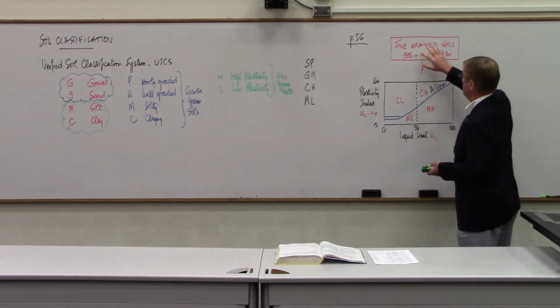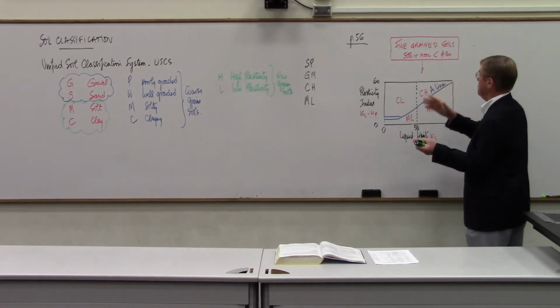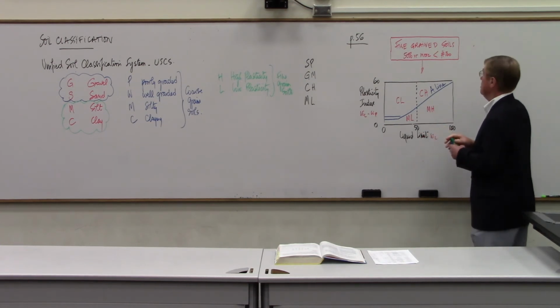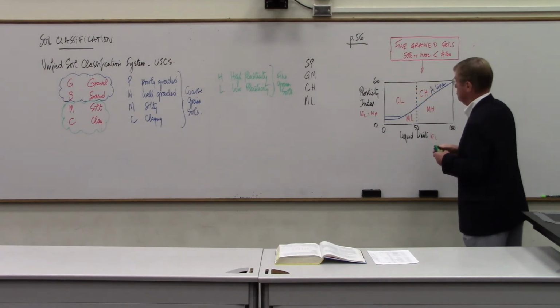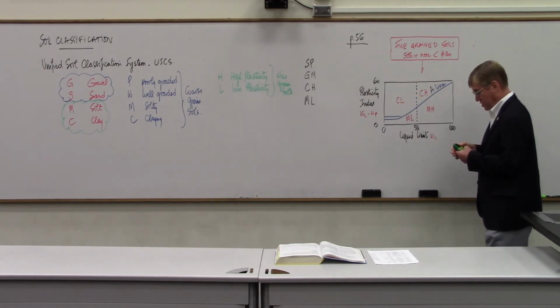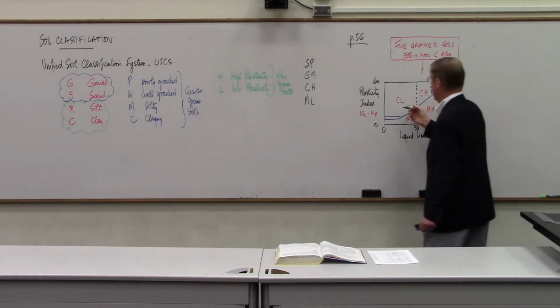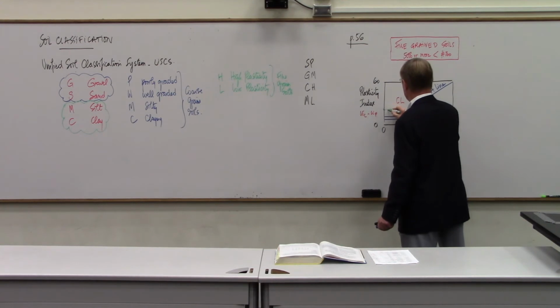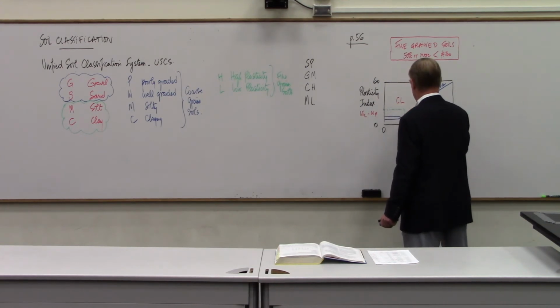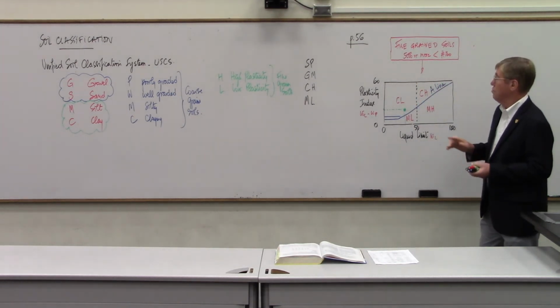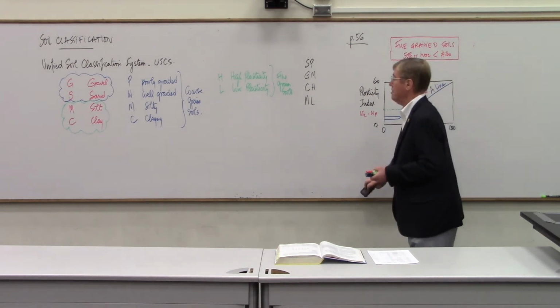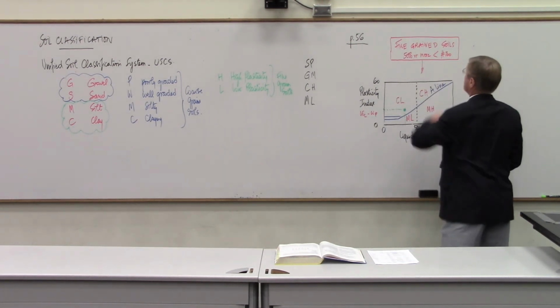So when you've made the decision that 50% or more is smaller than 200 by weight, then you go straight to the plasticity chart, and you plot the point on there. So you might have a plasticity index that's like this, and a liquid limit that's right here. So the point is here, and you say, okay, I have a CL, done. It becomes a little bit more complicated when you deal with coarse-grained soils.